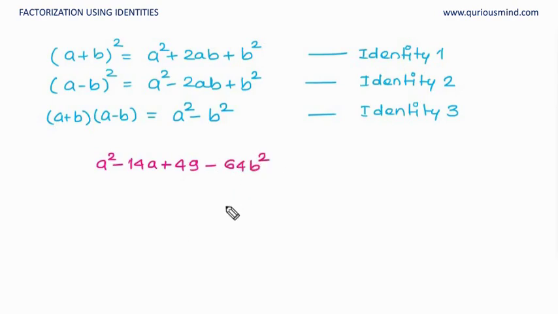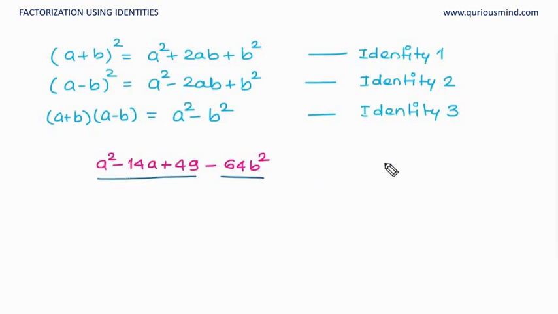Okay, here there are four terms and we don't have any identity which has four terms. But if you see, if I split these, if I use only this much and keep this separate, then this resembles the second identity. So let's see if it is correct.